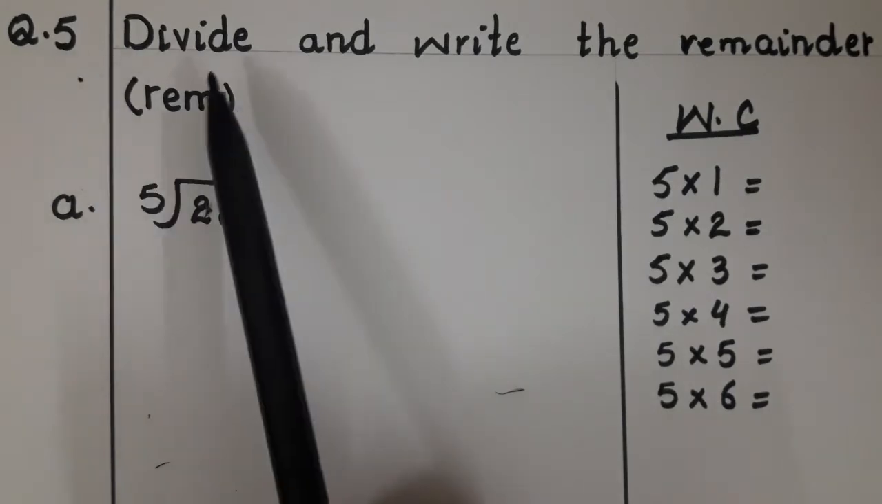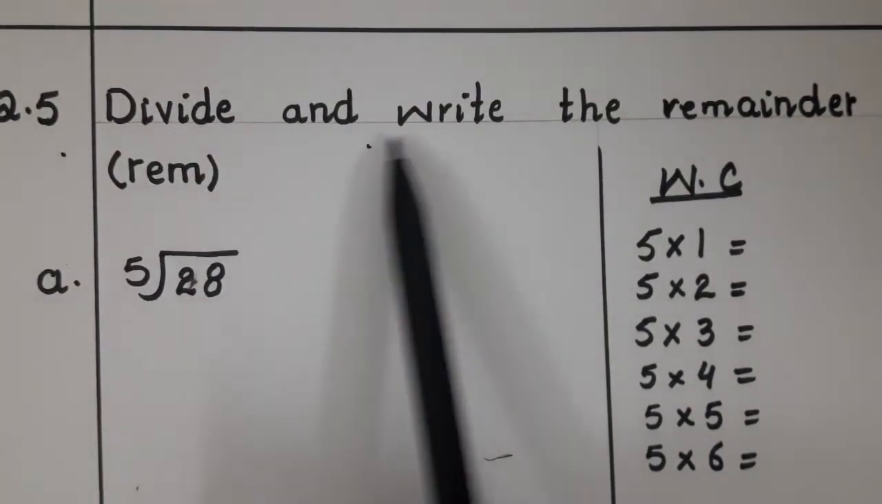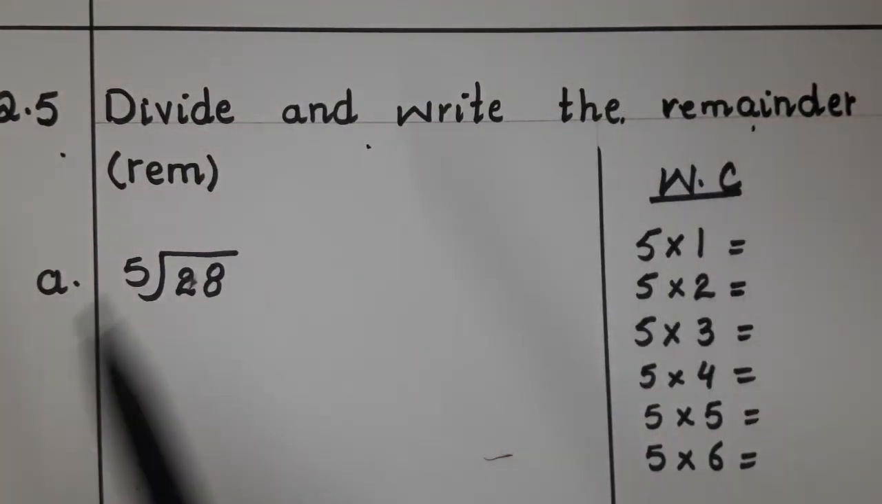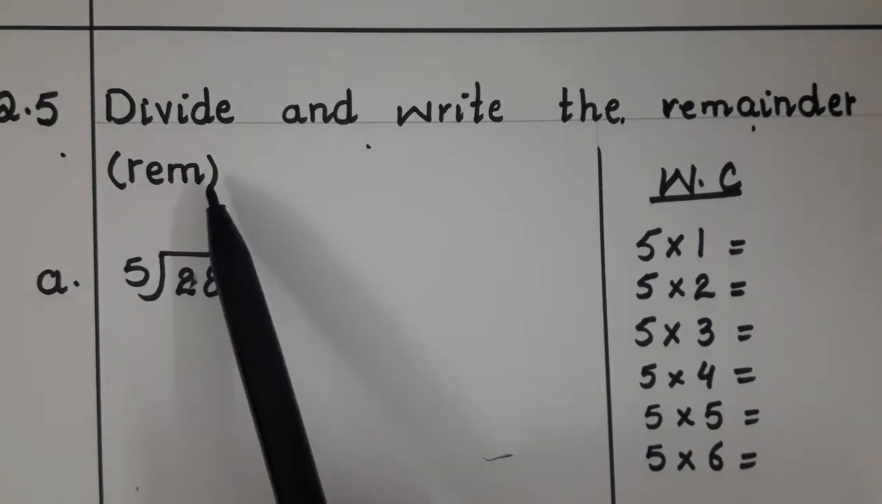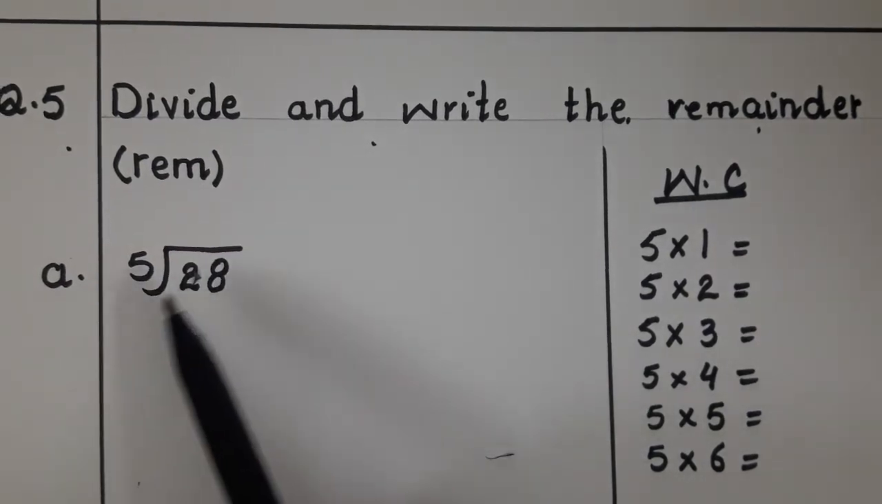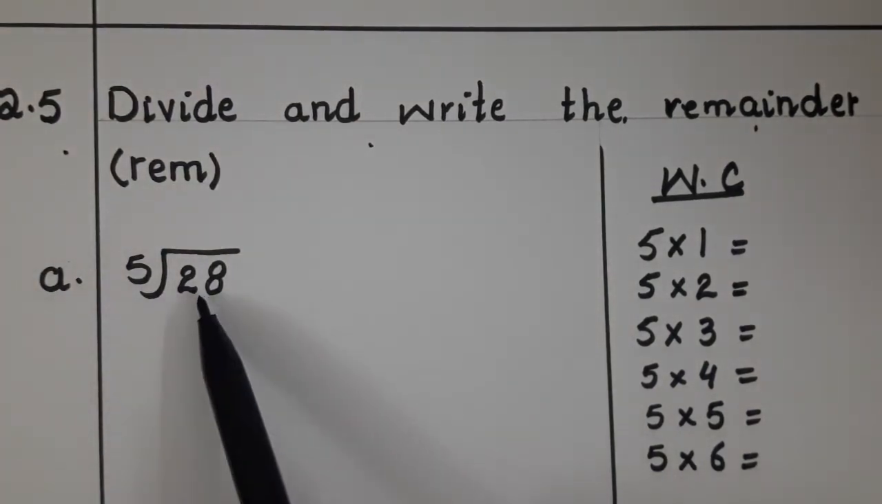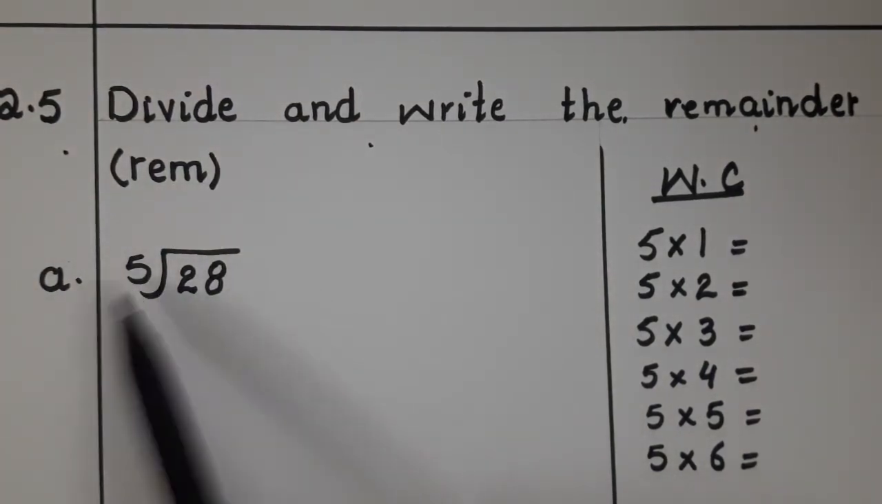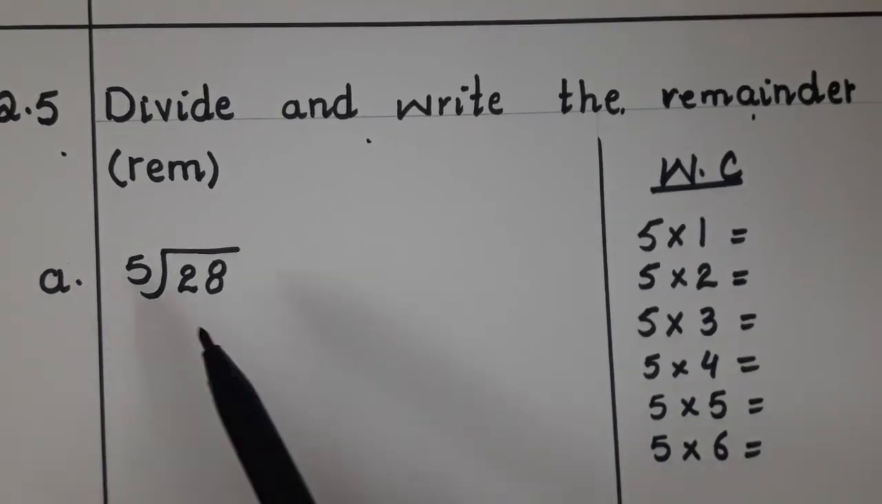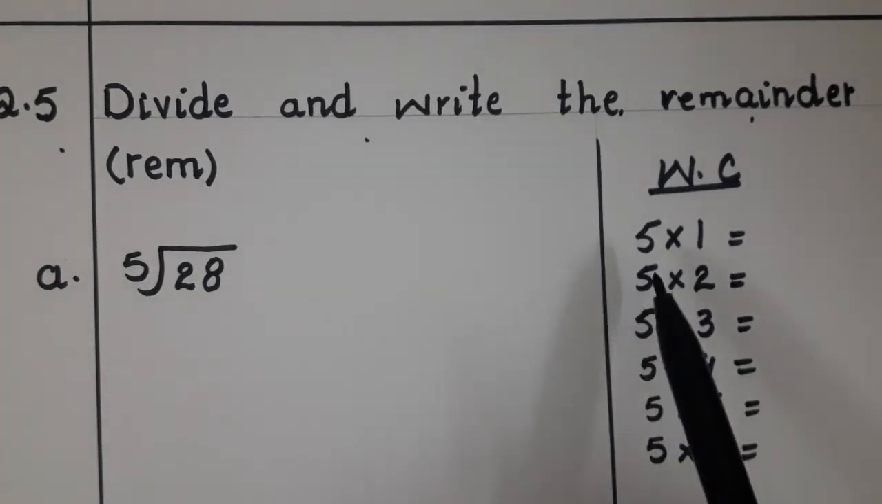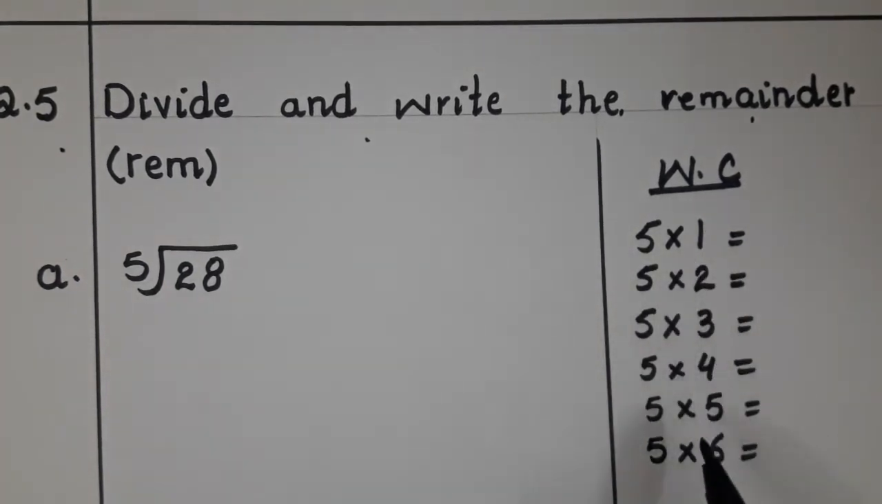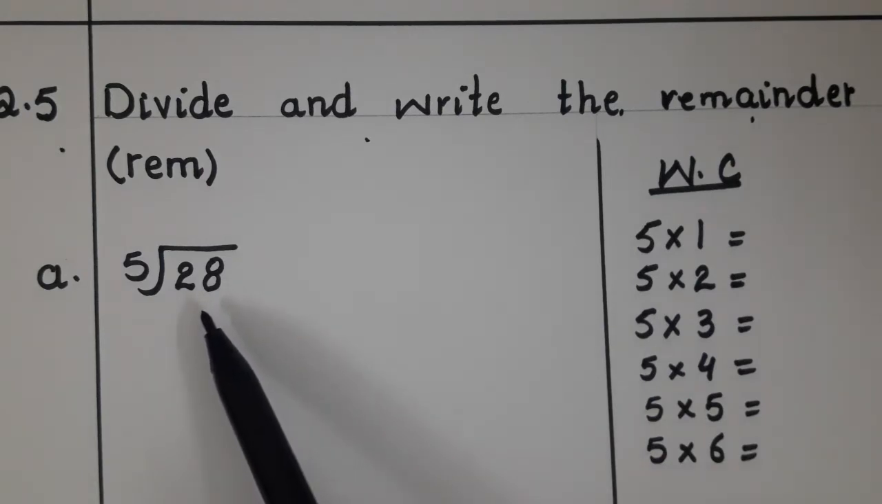Okay, question number 5. Divide and write the remainder. REM is the short form of remainder. Part A: 28 divided by 5. So students, you can do it in the working column. You can write the table to understand which number will come over here.